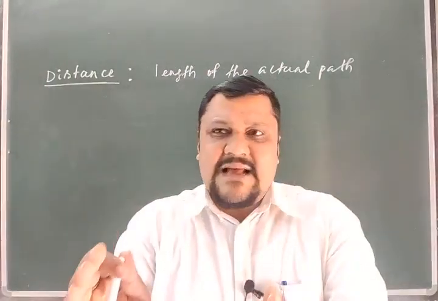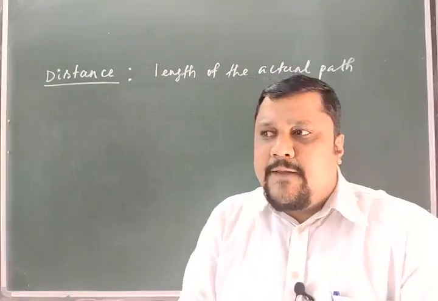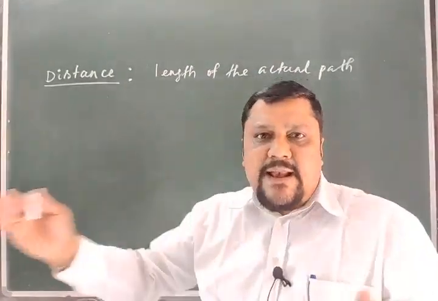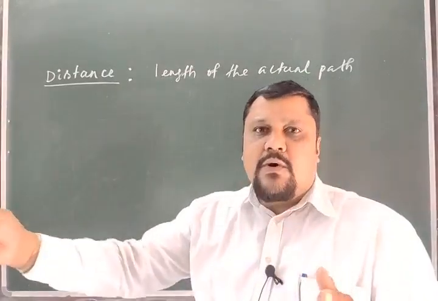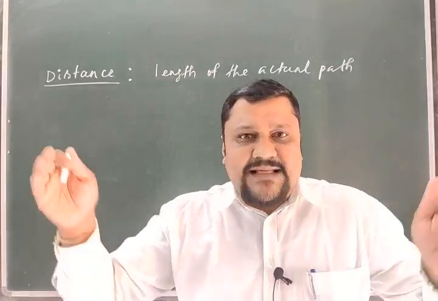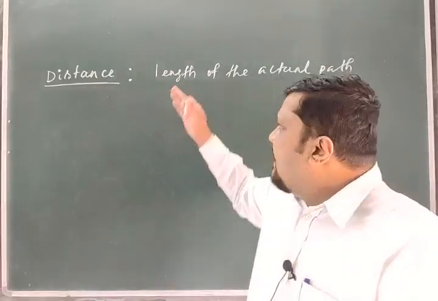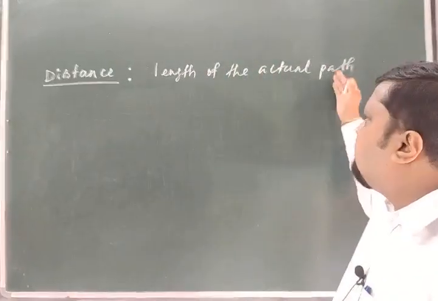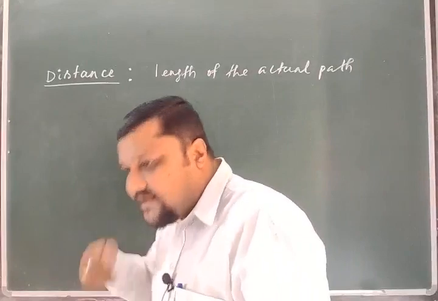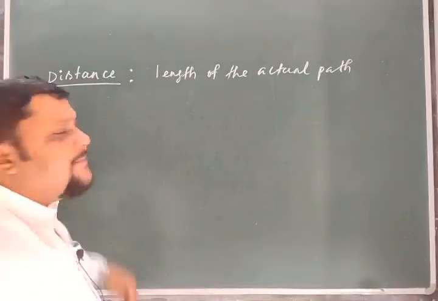There is an initial point where the particle starts its motion, and there is a final point where it reaches. In doing so, it takes some time. Naturally, it takes some time. So, in that time interval, the length of the path, the actual path covered by the body, that is called the distance.